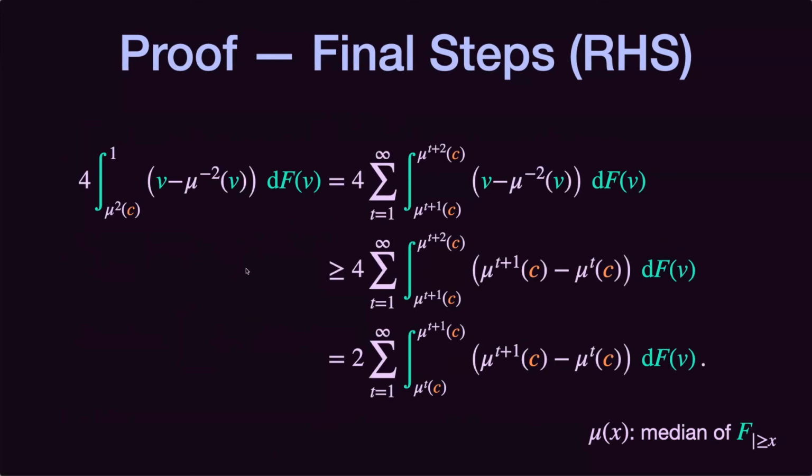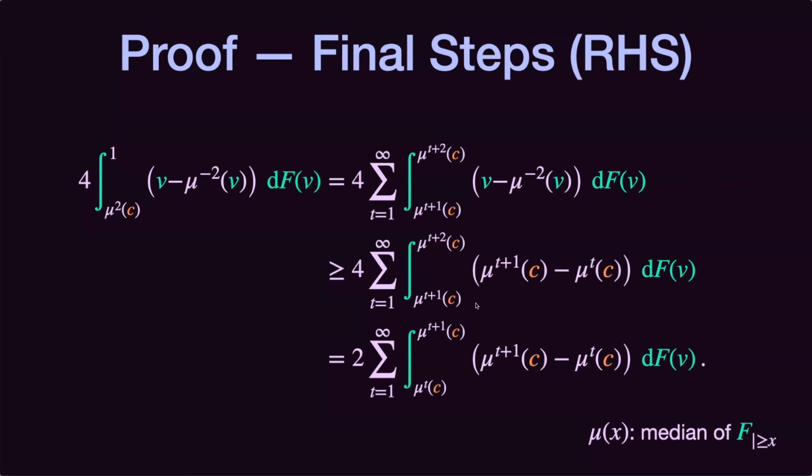And for the right-hand side, first, we similarly replace this integral by an infinite sum of smaller integrals. Then we notice that v is at least mu to the t plus 1 c. So we replace the first v by mu to the t plus 1 c. And also v is at most mu to the t plus 2 c. So we replace the second v by mu to the t plus 2 c. So it's mu to the minus 2, then mu to the t plus 2 c. So it's mu to the t c.